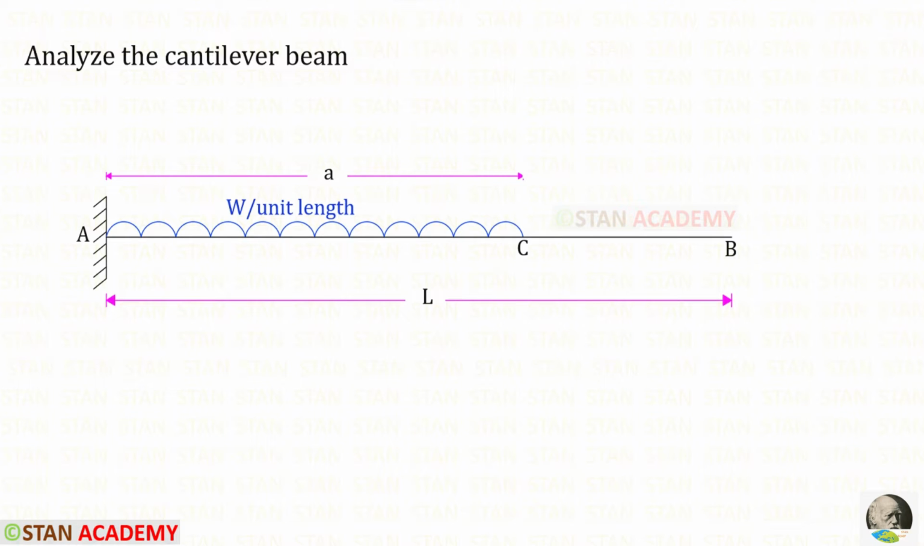Hello everyone. Today we are going to analyze this cantilever beam. In this beam, there is a uniformly distributed load acting from the fixed end A for a distance of a, up to the point C. From C to B, there is no load.